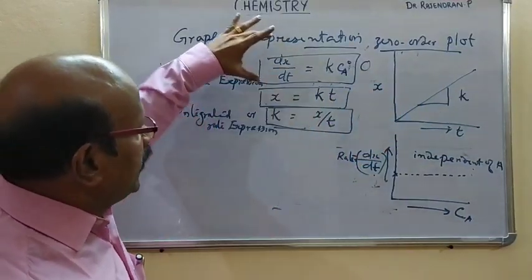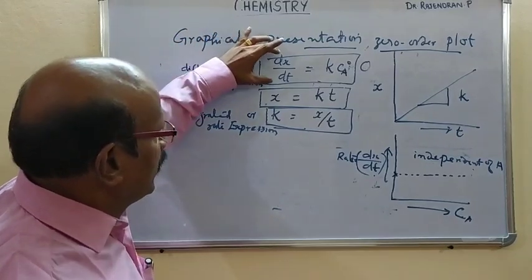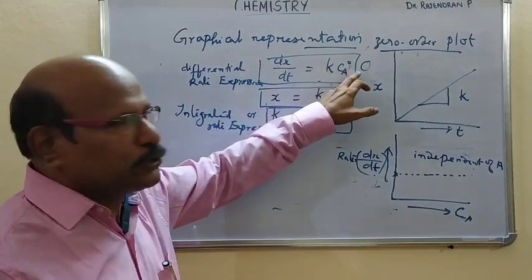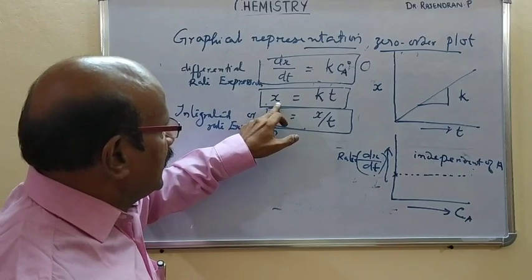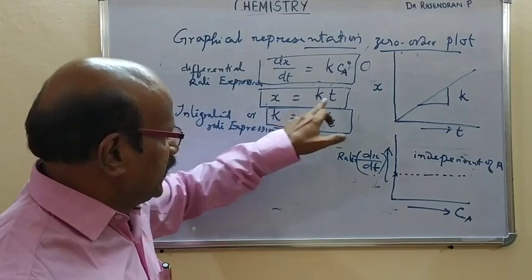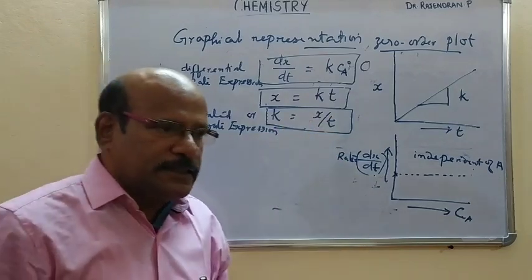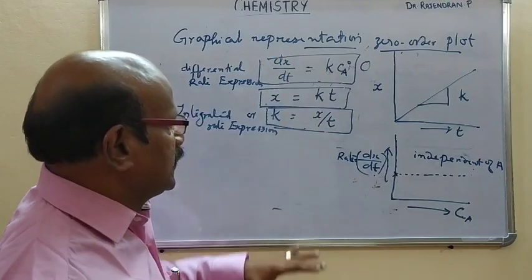Okay, we have the differential rate expression for a zero order reaction as dx/dt is equal to k into Ca raised to 0. And the integrated rate expression is x is equal to kt, or k is equal to x by t. These equations are used for graphical representation.